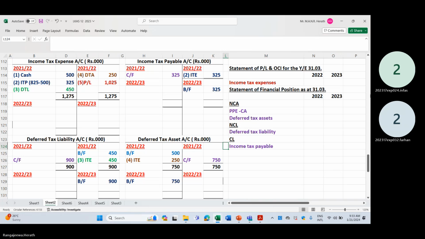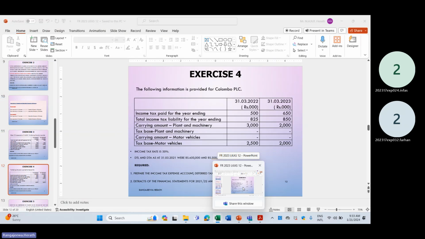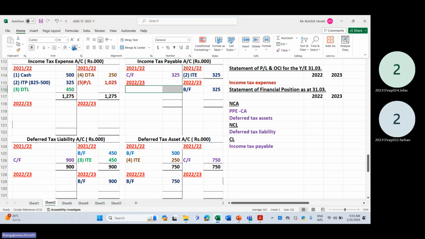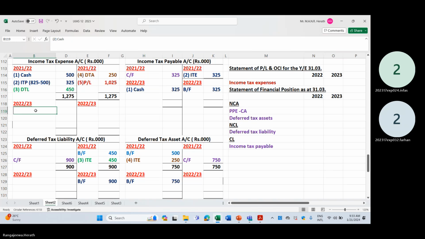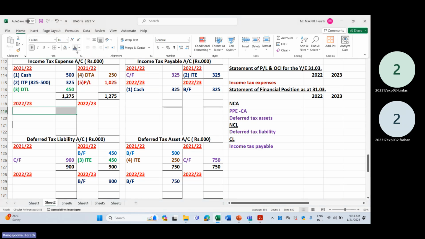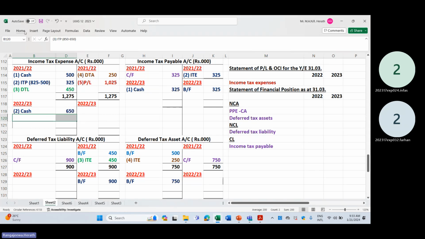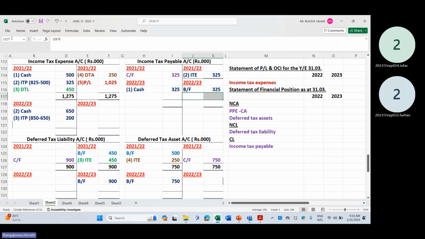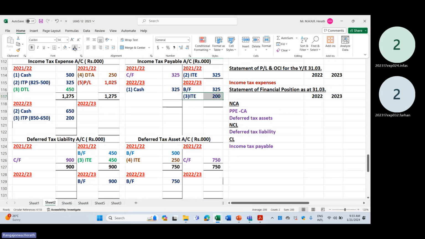Right. The second year, tax paid under self-assessment 650. Total tax liability 850. Now this 325 last year payable we have to pay first. So we credit cash and debit tax payable. Then the 2023 self-assessment payment 650: credit cash, debit tax expense. Then the total liability is 850, so 650 paid means 200 payable. Tax payable credit, tax expense debit.